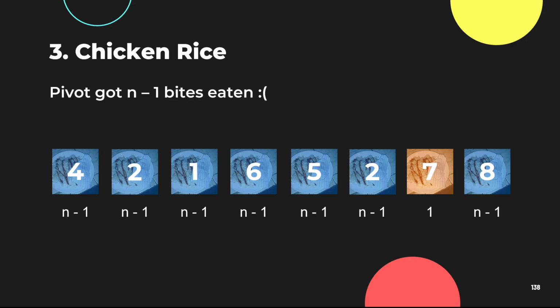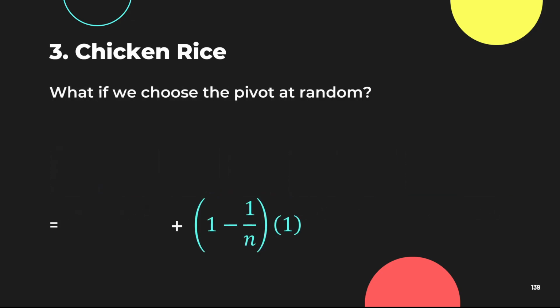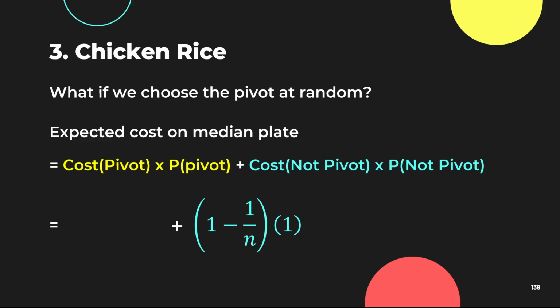Yep. So it will depend on the expectation itself. The chance that the pivot is the median is 1 over n. The chance that it's not the median is n minus 1 over n. And if it's not the median, if it happens to be the worst one possible, we don't care about it anymore, right? We only care about the median. So if we choose the pivot at random, the expected cost on the median plate is the cost of how many bites you eat if you take the median plate as the pivot, times the probability that this plate is the pivot, plus the cost if the plate is not a pivot, times the probability that it's not a pivot. So the median plate can be a pivot, or it can not be a pivot.